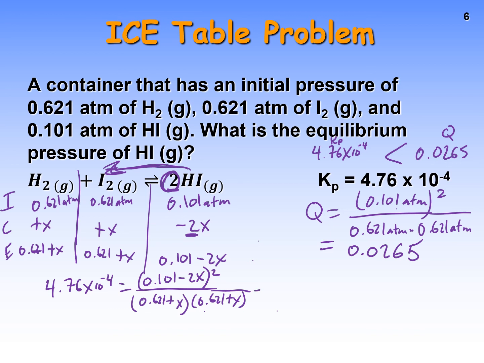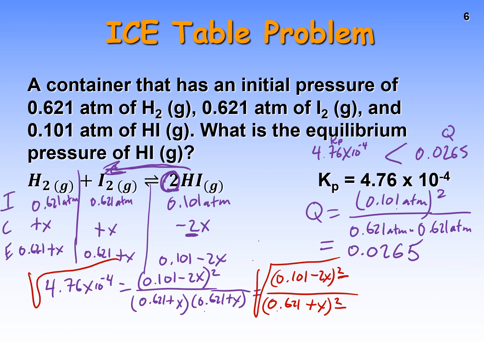Now, just due to kind of serendipity, if we rearrange this a little bit, we get 0.101 minus 2x quantity squared over 0.621 plus x also quantity squared. Now, this isn't a general thing, but it is a mathematical shortcut here. You can solve the quadratic if you want, but there's a way around it for this specific problem, and that's because of these 2's here. Because we have both of those squared, what we can do as a shortcut is square root both sides, and the square root's going to cancel those 2's.